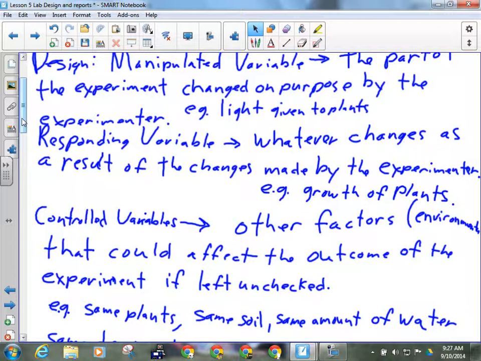The responding variable, which is supposed to be up there, is whatever changes as a result of what I changed. Okay, so in this experiment, I'm changing the amount of light all the plants receive. What do I hope is going to change as a result of that? What am I watching? The growth of the plants. Okay, the growth of the plants is my responding variable. It's that thing I wanted to test. Okay, I wanted to see what they would do as a result of the change I made. So your responding variable is that thing that responds to the change you made.